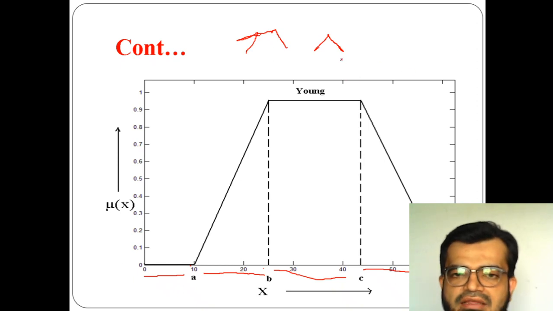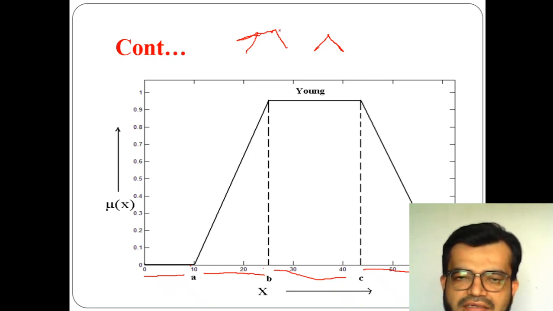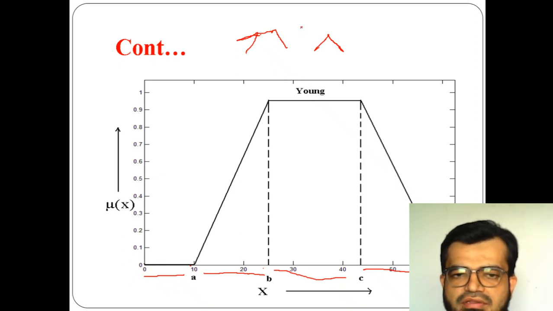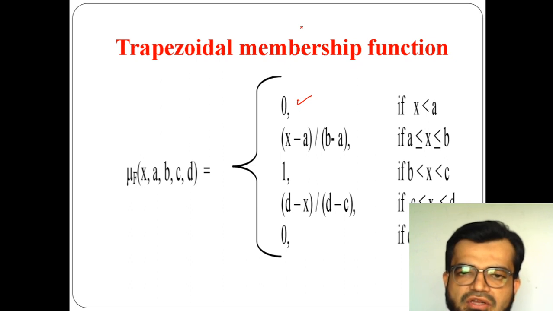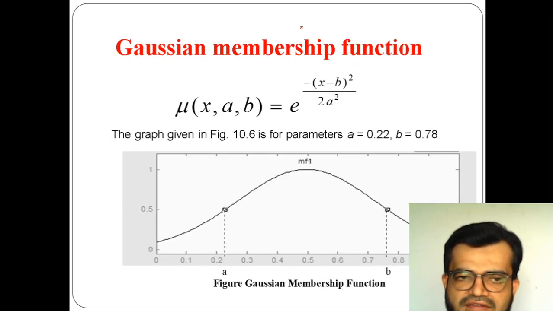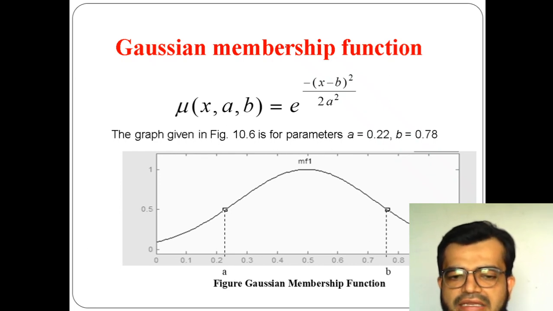Okay, it is 1 or any value, but it is static here. So this is trapezoidal, this is triangular. Based on the values, the particular membership function will get selected. Similarly, you have the Gaussian membership function. In this, there are only 2 values. What are they? A and B.